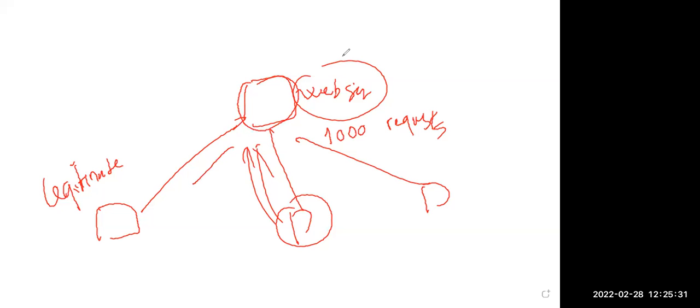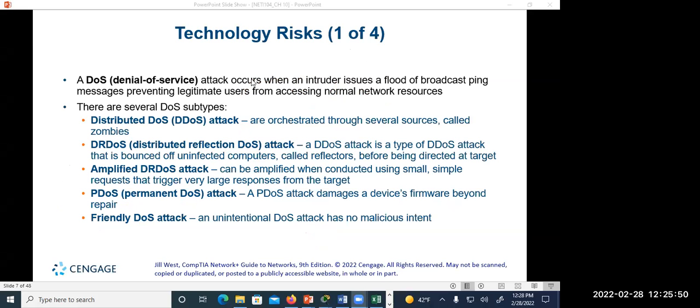You cannot reply to any legitimate request from the legitimate user anymore. Most of the time, what overloads you is fake requests from the bad guy. So that's the most common attack you can see in the network here. It is denial of service.